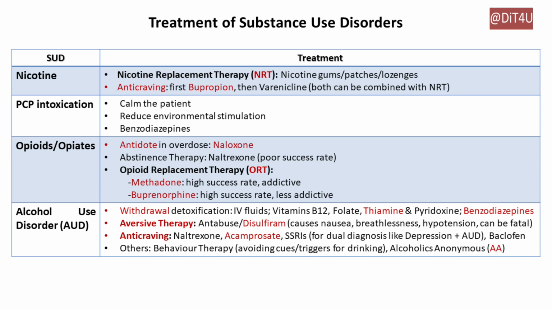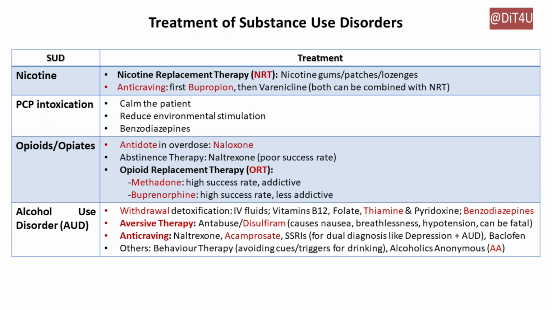And the other one is buprenorphine, which also has high success rate, and it is less addictive. Therefore, prescribing is possible for buprenorphine. You can also have NA or Narcotics Anonymous. They are all self-help groups, voluntary groups, where people with the same problem get together and discuss how to handle the situation. Alcohol use disorder, withdrawal features.